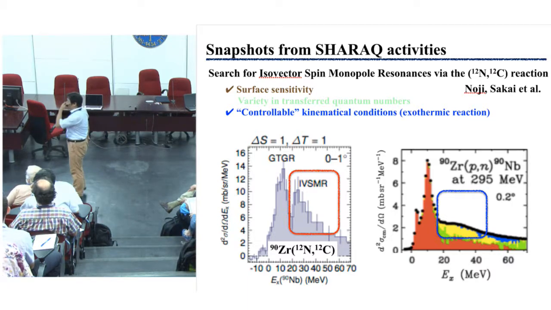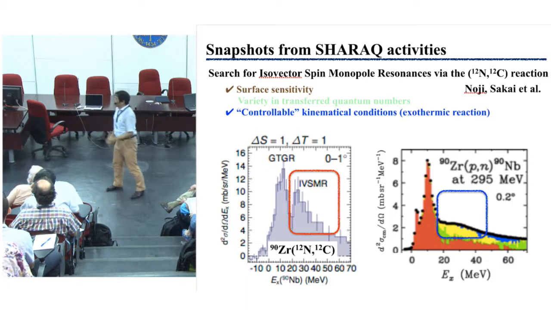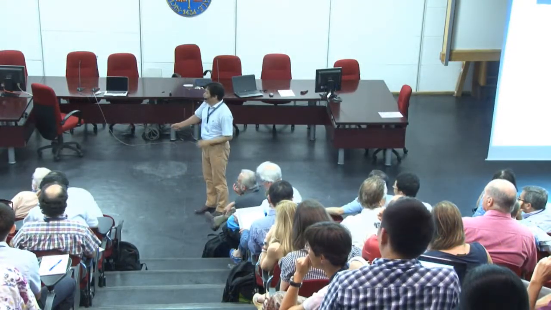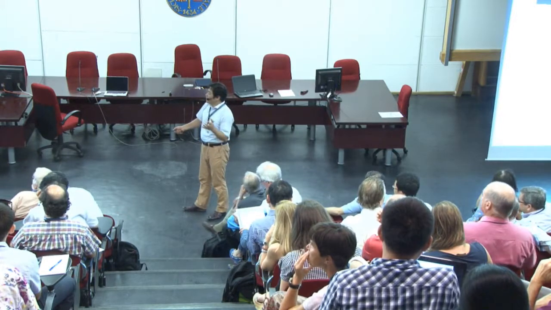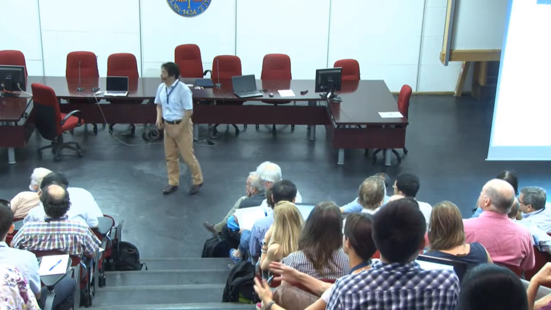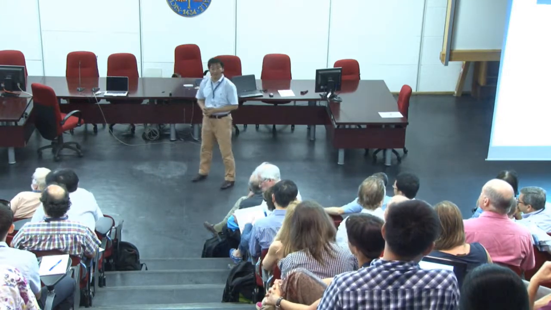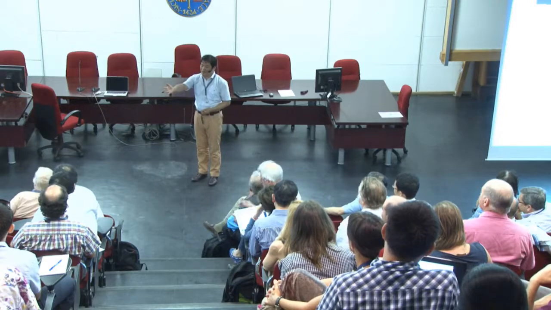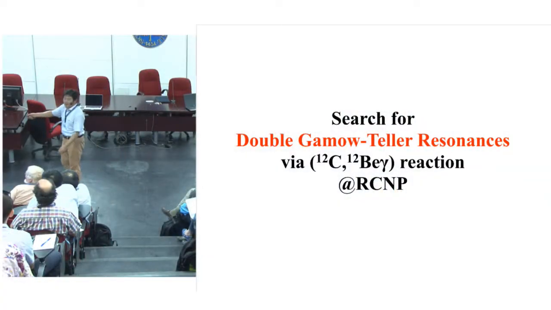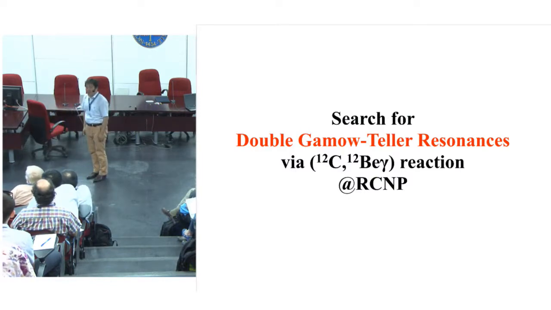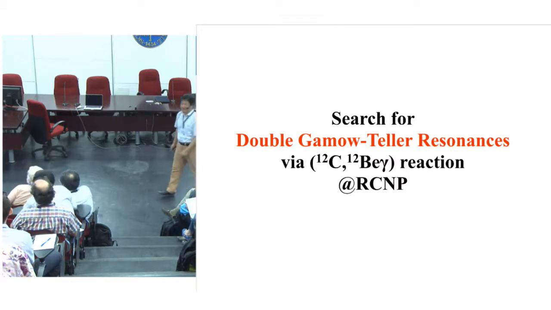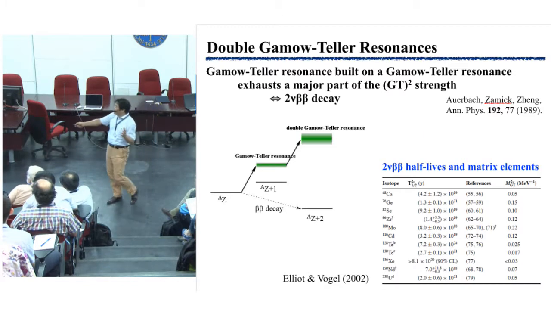Okay, now I go to my major topics. And the first physics case is the search for the double Gamow-Teller resonance via the carbon-12, beryllium-12 gamma reaction. I am particularly happy to speak on this subject in the presence of Naftali Auerbach, who predicted the existence of this double Gamow-Teller resonance 25 years ago. Okay, what is a double Gamow-Teller resonance? It is a Gamow-Teller resonance based on a Gamow-Teller resonance.